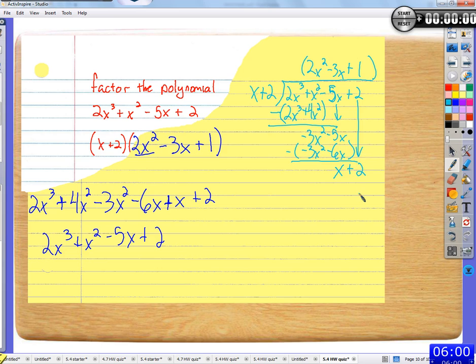So if we did that subtraction part, we should bring that down. 1 times x gives us x. 1 times 2 gives us 2. If we did that subtraction, we find x minus x is 0. 2 minus 2 is also 0.